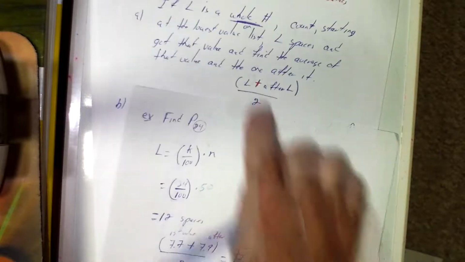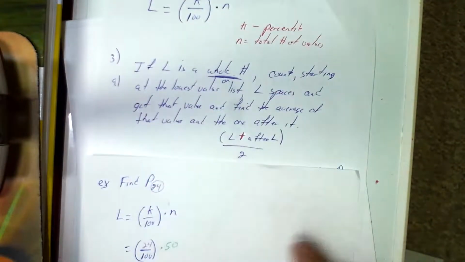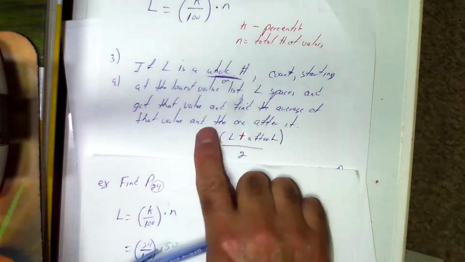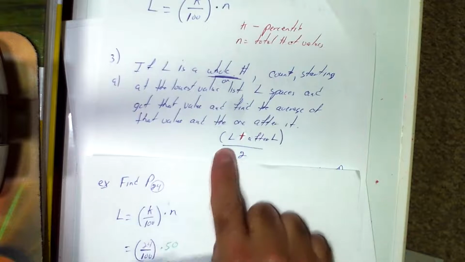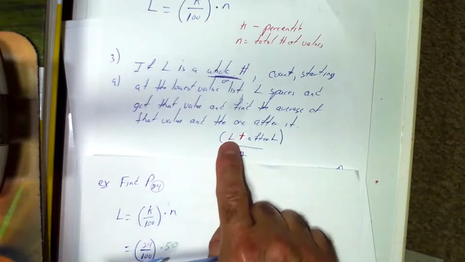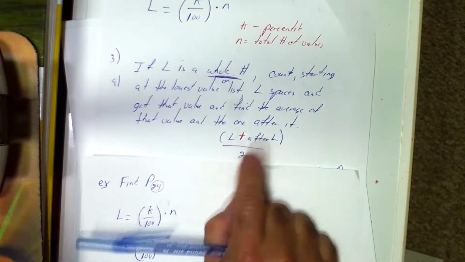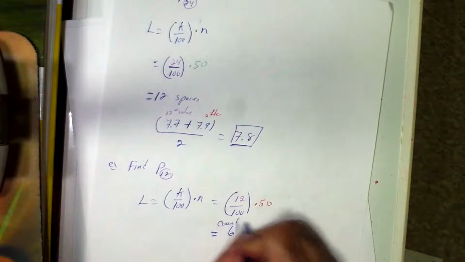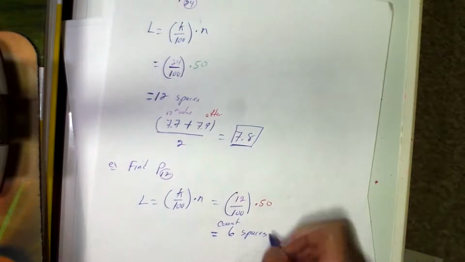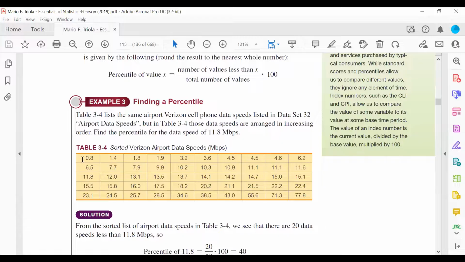All right, 6 is a whole number. So I'm going to count 6 spaces. I'm going to get the value that I land on, the 6th value, and then get the one after it. I'm going to take the average of the two. I'm going to find the number, plug it in there, get the number after it, add those two numbers up and divide by 2. So let's count. I have to count 6 spaces, beginning at the beginning of the table.